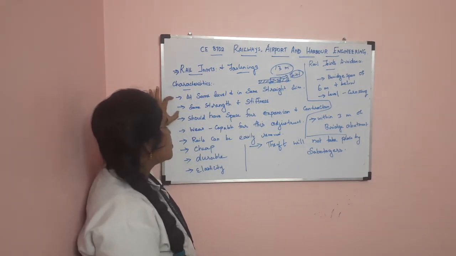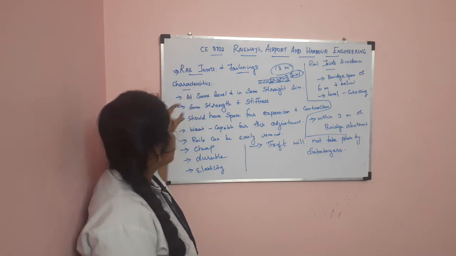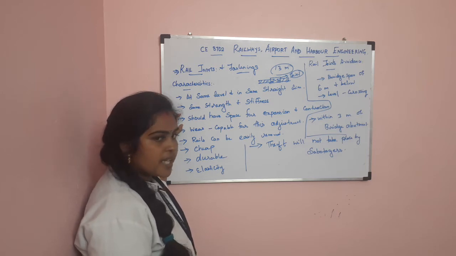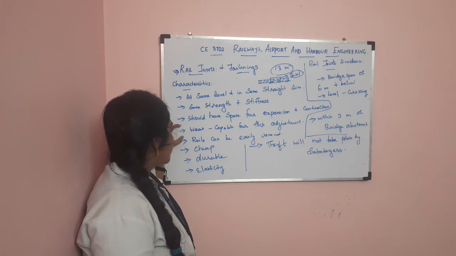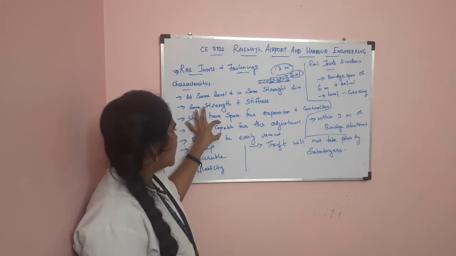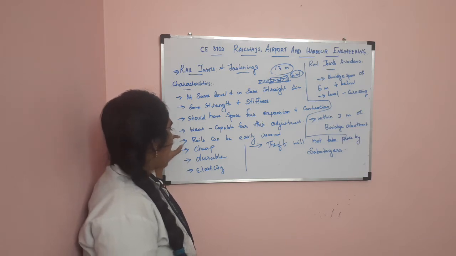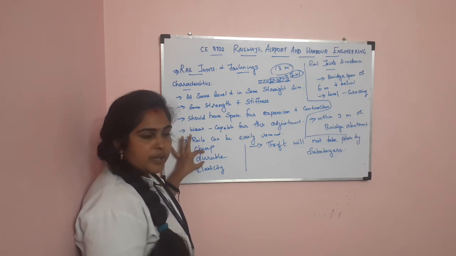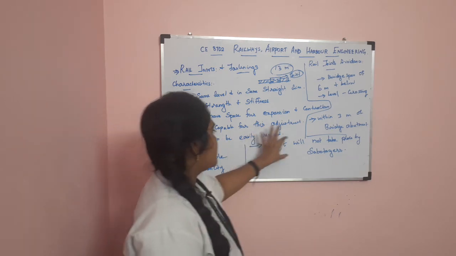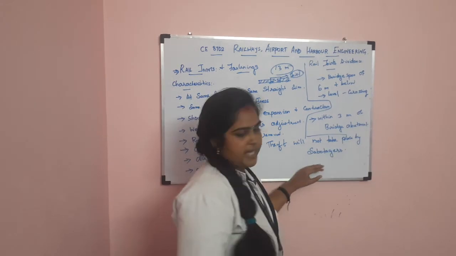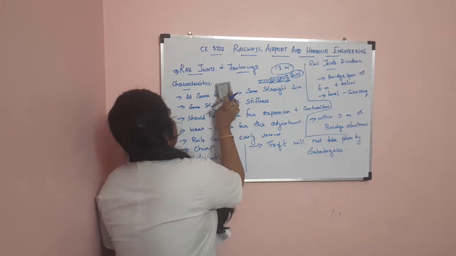So once again, it should be at the same level and in the same straight line, and should have the same strength and stiffness, and it should have space for expansion and contraction during temperature change. It should have provision for adjusting wear, and the rails can be easily removed. It should be cheap and durable and have elastic property, and we should not allow theft in those areas. So these are the characteristics of rail joints.